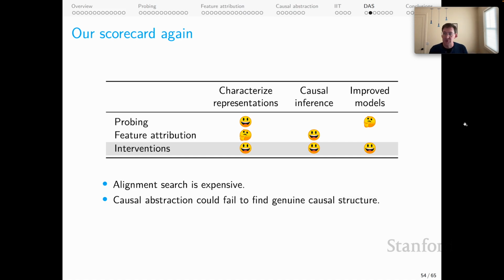The second issue is even deeper. Causal abstraction could fail to find genuine causal structure because we presume that we're doing it in a standard basis. The central insight behind DAS is that there might be interpretable structure that we would find if we simply rotated some of these representations in various ways. And in fact, the target of DAS is a rotation matrix that we learn, and that helps us find optimal alignments.